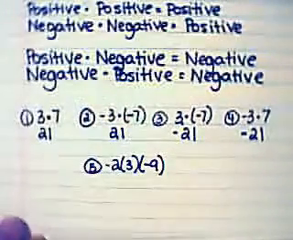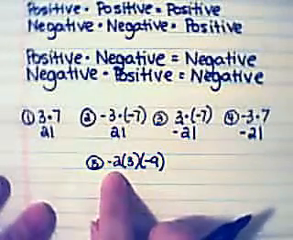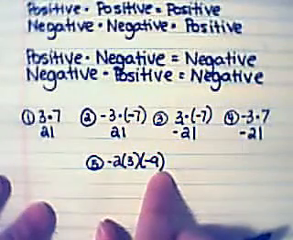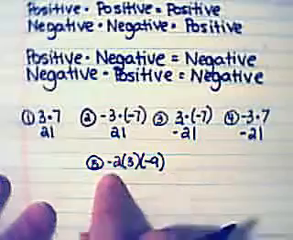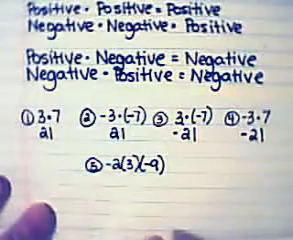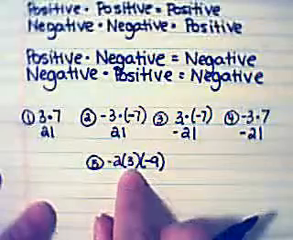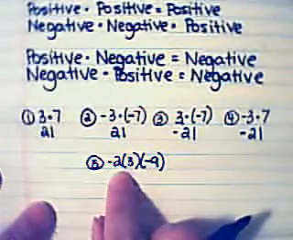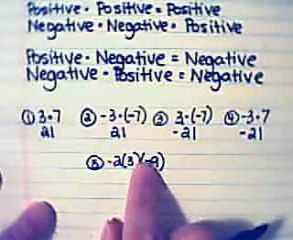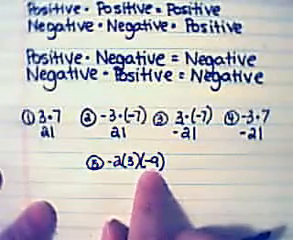Now, what happens if you have more than two integers? Here I have negative 2 times 3 times negative 9. Now, the associative property tells us that it doesn't matter how we group these numbers, as long as we multiply them all, we're going to get the same answer. So I could choose to do negative 2 times positive 3 grouped together, and then multiply by negative 9, or I could do 3 times negative 9 grouped together and multiply the product of that by negative 2.